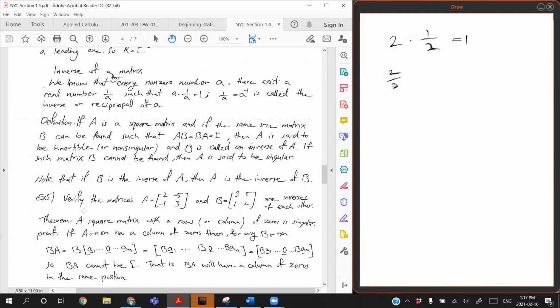2 over 3, what is the inverse of that? 3 over 2. Because if you multiply them, you get 1. Negative 2 over 7, the inverse would be negative 7 over 2. Because when you multiply them, you get 1. 5, what is the inverse of 5? 1 over 5. Because if you multiply them, you get 1.